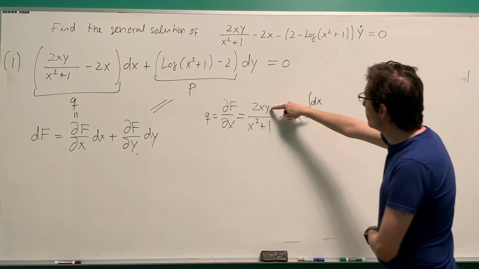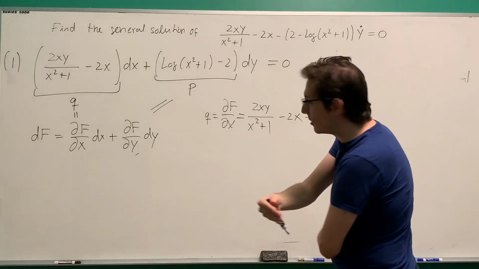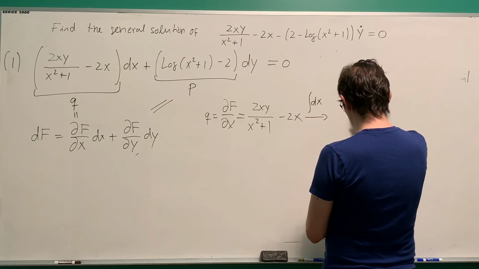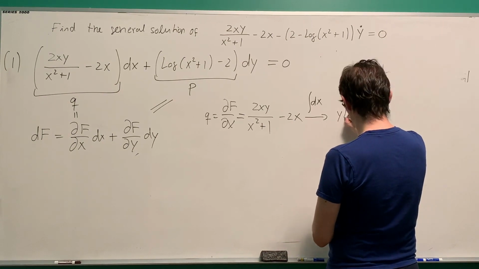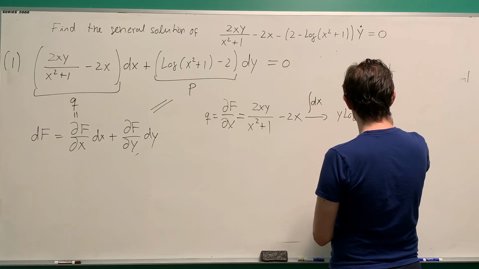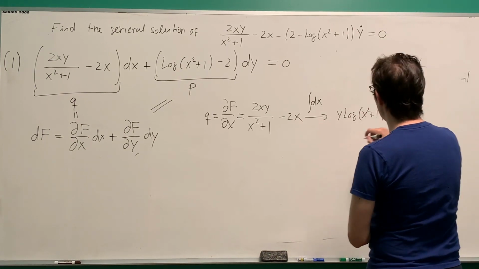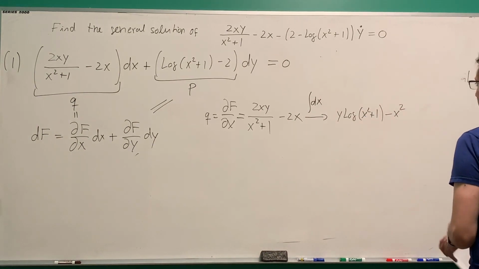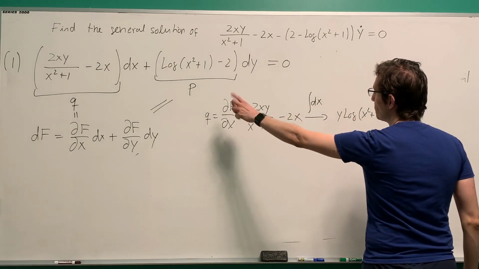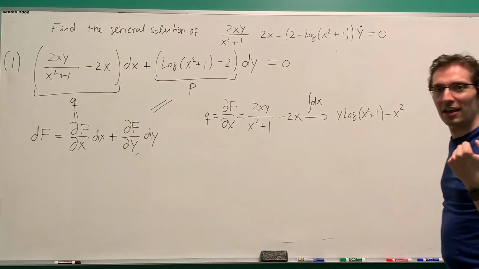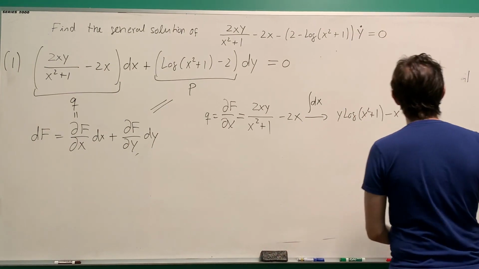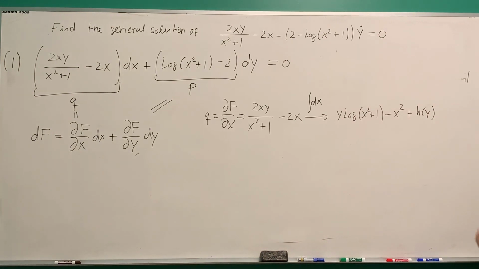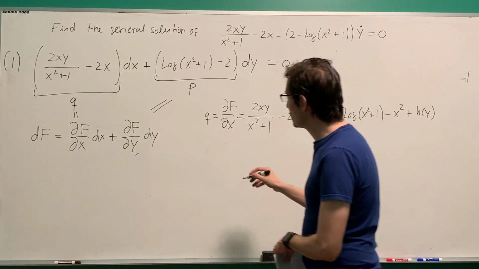Integrating with respect to x, this thing is very easy because we have the derivative of the denominator in the numerator. Well, you remember your basic integration, right? If we do that, the result would be y log of x squared plus 1, and this one is very easy, x squared divided by 2, so minus x squared. All right. But we know that the partial derivative with respect to x would have cancelled any functions of only y. So we need to add an arbitrary function of y.